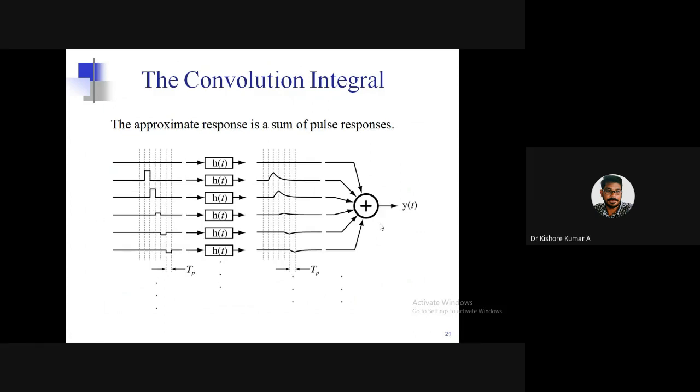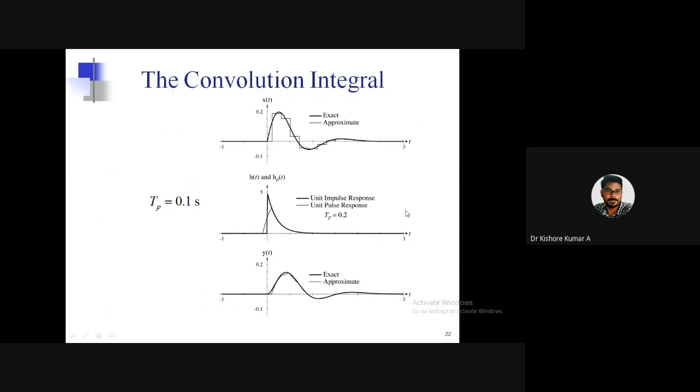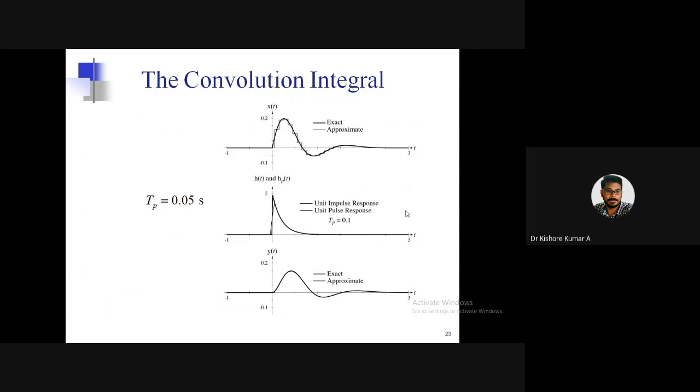Here the convolution integral for the approximate response is the sum of pulse responses for the various impulse responses h of t. All this is summed up along with the pulse duration tp, and finally you get the y of t value. See here, a pulse duration of 0.1 second is shown for the unit impulse response along with the unit pulse response. The exact as well as approximate values are given in these diagrams, and this is for a pulse duration of 0.05 seconds.